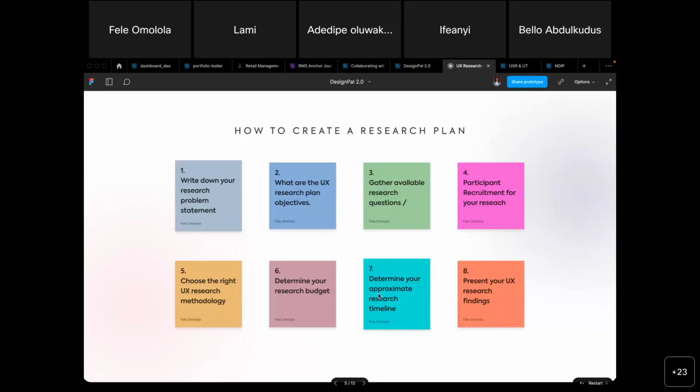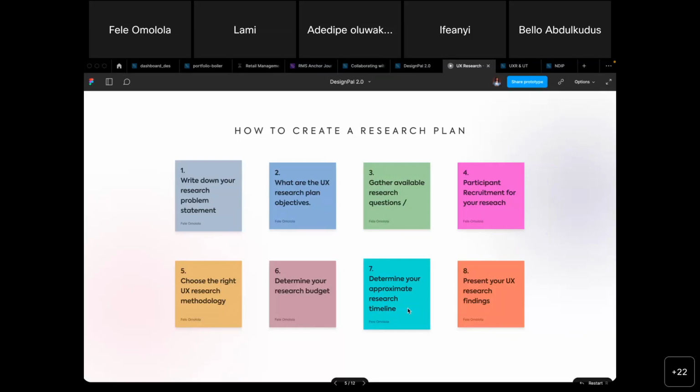The next one is for us to determine your approximate research timeline. Yes. So when it comes to timeline, just know that this might be optional, right? Yeah, it might be optional. You can say, maybe I want to conduct street testing today, it might take me 3 days. I want to conduct field studies today, it might take me 5 days. So that is the reason why I said it is optional, right?